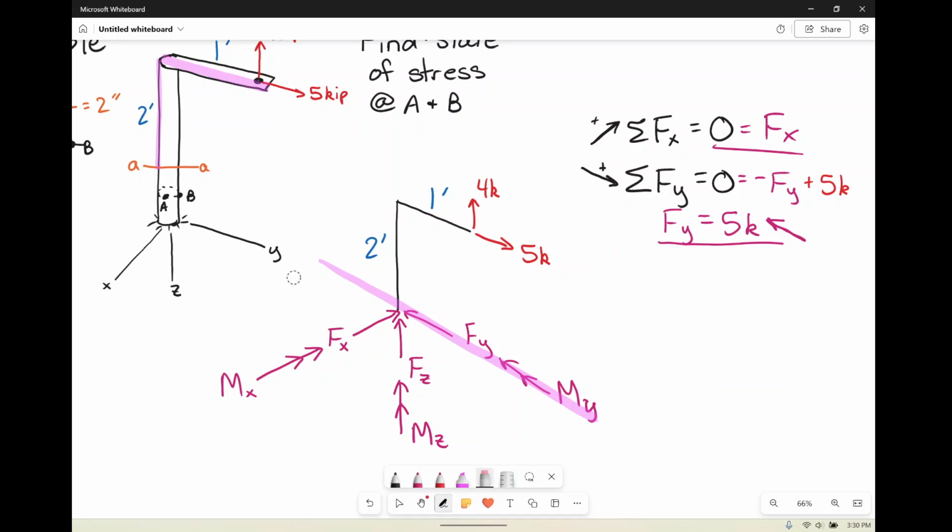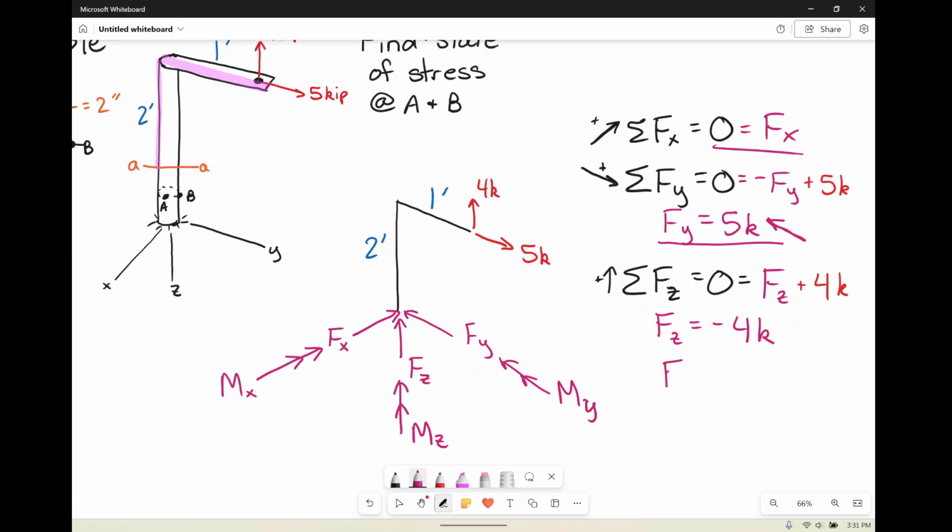Okay, so now we're going to sum the forces in the z direction. In the z direction, I'm going to take upwards to be positive. Why not? And that is Fz going up. Oh, we're supposed to set this equal to 0. Let's put the 0 in first. We have Fz going up. We also have 4 kips going up. So this time what we're going to get is that Fz is equal to negative 4 kips.